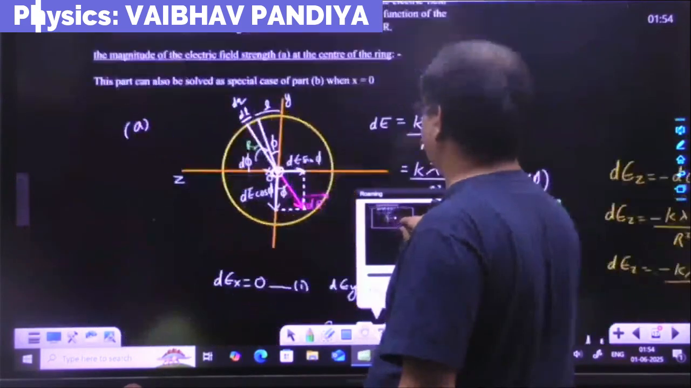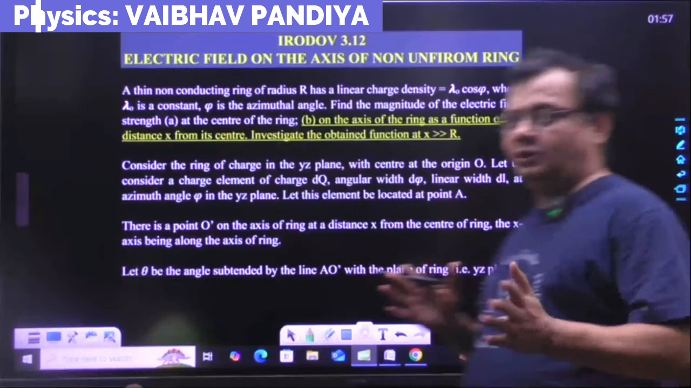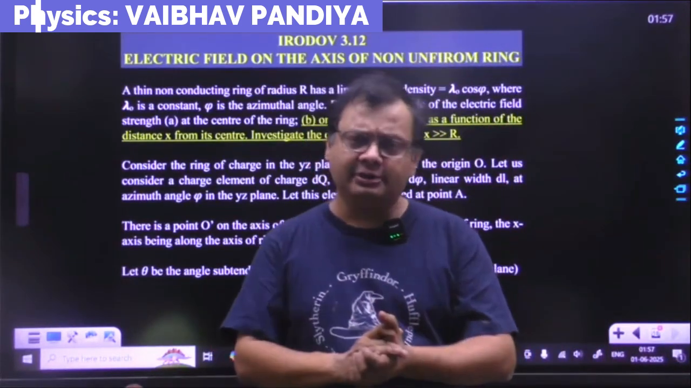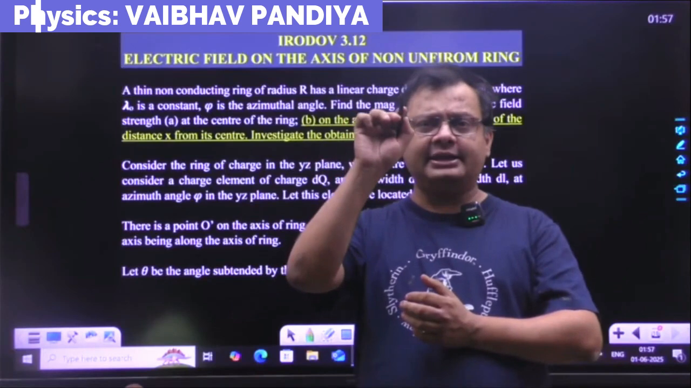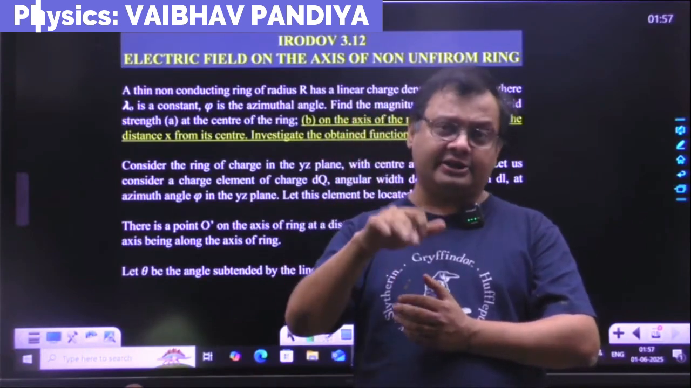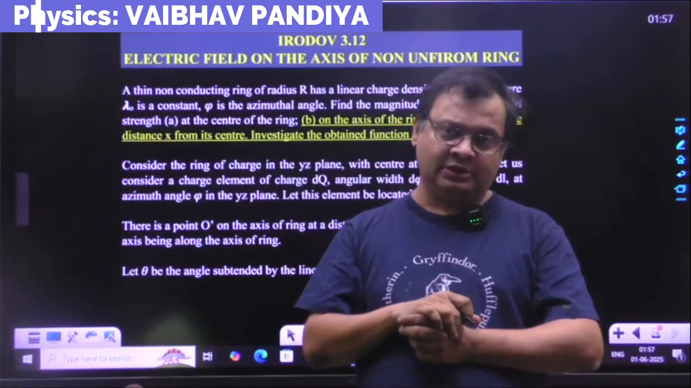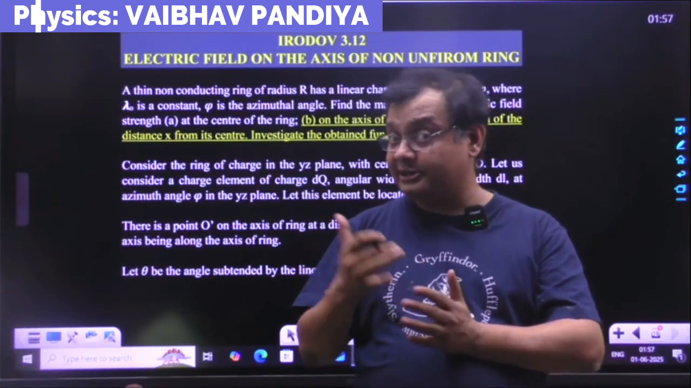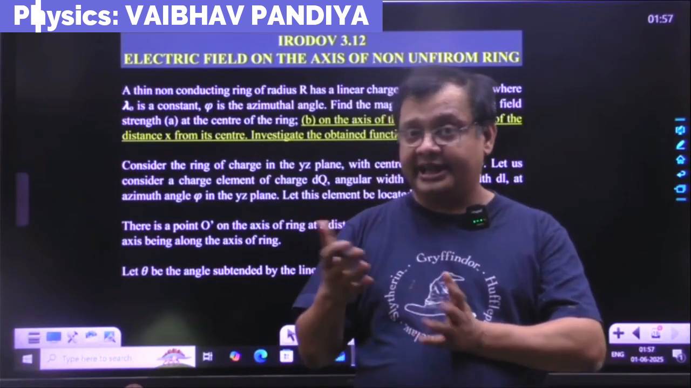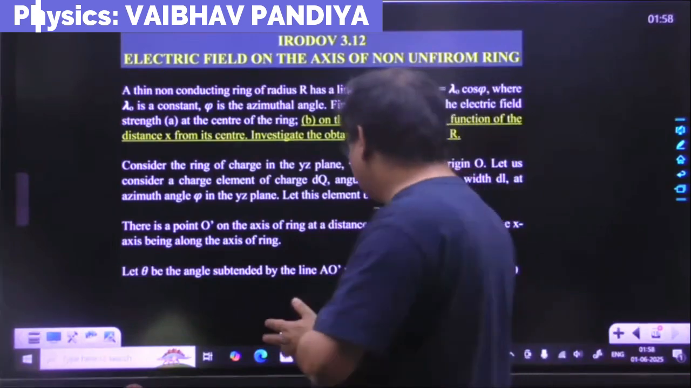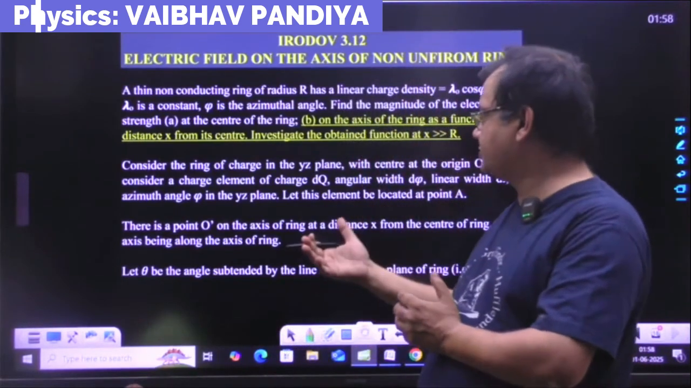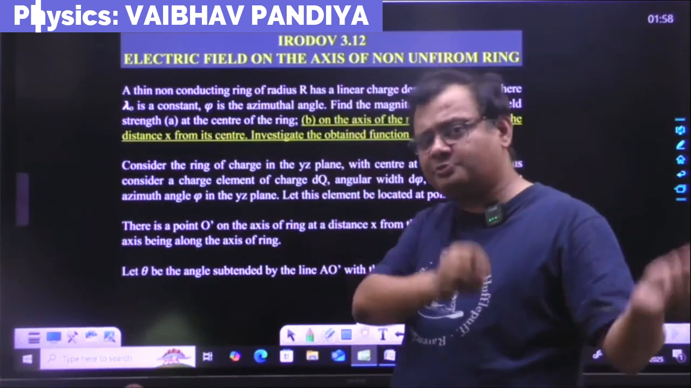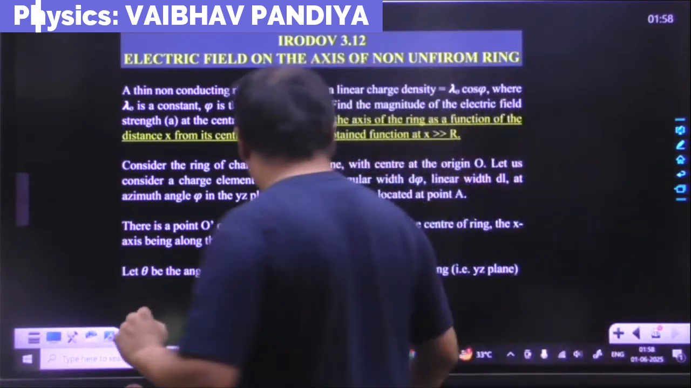Now we'll go for part B. Got it? Now let's see part B. In part A, we have found the field at the center of the ring. In part B, we will find the field at any point on the axis of the ring at a distance x from the center. And as I told you, part A can also be considered as a special case of part B, taking x equal to 0. So you can also start with part B, and then instead of doing part A separately, you can just put x equal to 0 in part B.